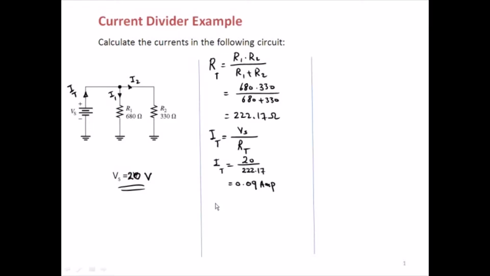I1 can be calculated as follows. I1 equals R2 over R1 plus R2 altogether multiplied by I total, and therefore R2 is 330 over 680 ohms plus 330 altogether multiplied by 0.09, and this gives me roughly 0.029 amps.